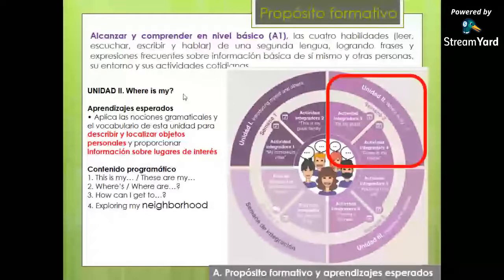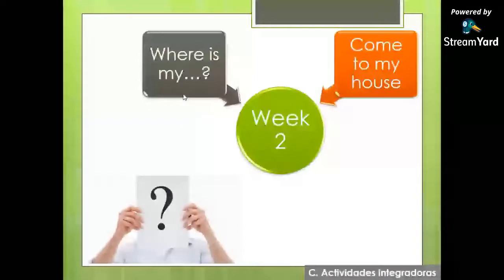So, for this one, we have 2 activities. Where is my? And for Where is my, you have 3 different pictures. One is about a kitchen, another a bathroom, another is a bedroom, if I don't remember bad. And for each picture, you have these letters that are the signs for different objects that you need to answer different questions referring to the ubication of each object. For example, there is a question, where is the hamburger? And the hamburger is here, as you can see.